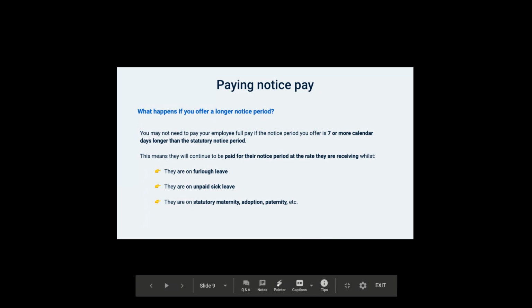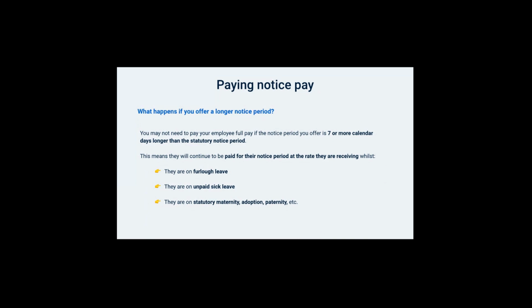If you offer a longer notice period, for example, your employee is given a month of notice when they are only entitled to a statutory week, the rate of pay that they are paid for is based on what they are contractually being paid at the moment. This means that employees who are on furlough leave and receiving 80% of pay may be paid 80% of pay for their notice period, whilst employees who are on unpaid sick leave or reduced pay on other periods of statutory leave may just continue to receive either zero or reduced pay for their notice period.